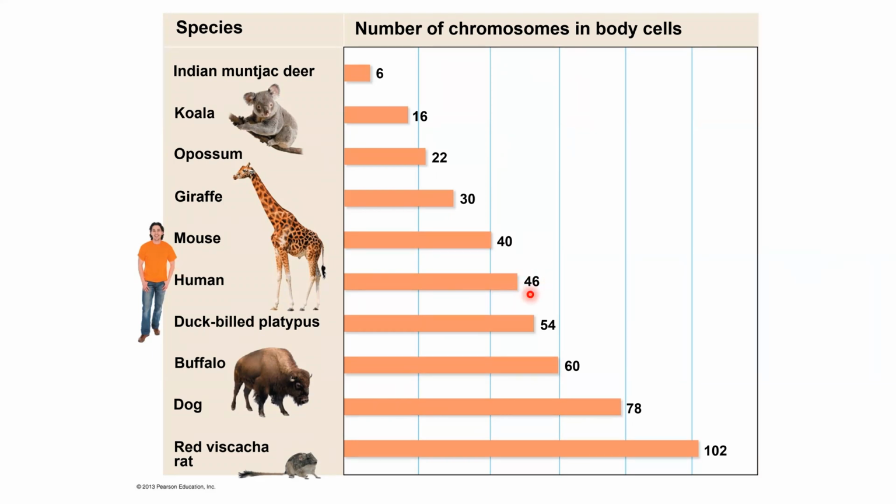So humans, we have 23 pairs. So you have 23 pairs. When you make eggs or sperm, this egg and sperm will carry only half of this DNA, 23 chromosomes, right? So that's why all these numbers are even.